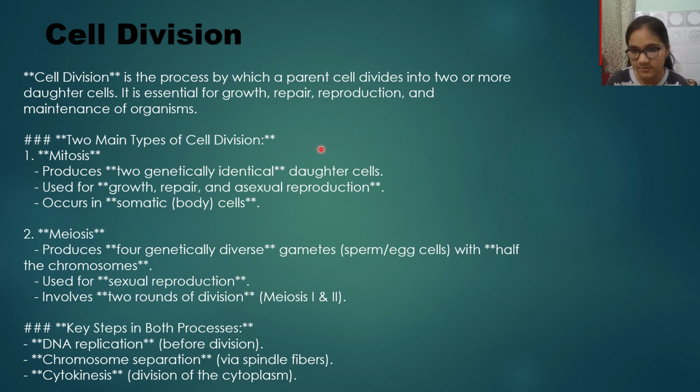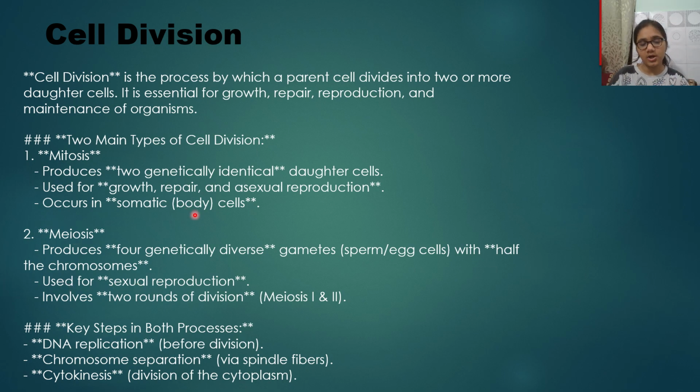It is about two types. Two main types of cell division are what? Mitosis and meiosis. Mitosis में क्या होता है, it produces two genetically identical daughter cells used for growth and repair, and asexual reproduction, which occurs in the somatic body cells. Now if we see meiosis, it produces four genetically diverse gametes, sperm and egg, with half the chromosomes.